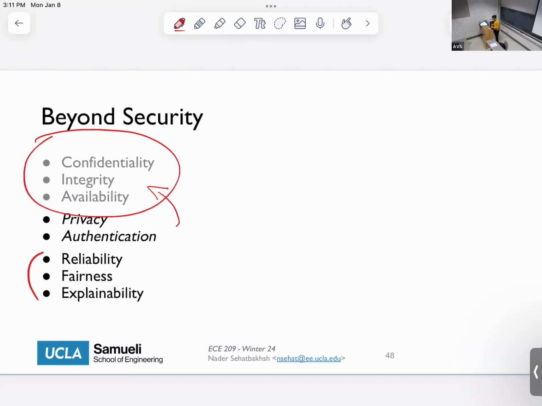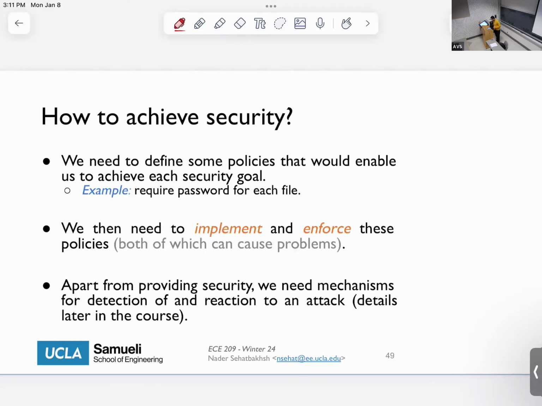But just keep in mind that they're relevant. All right, so now that we know what security is and what we're protecting, we want to achieve some capabilities, and that capability is either confidentiality, integrity, or availability, all of them or some of them, okay? So how do we achieve that?